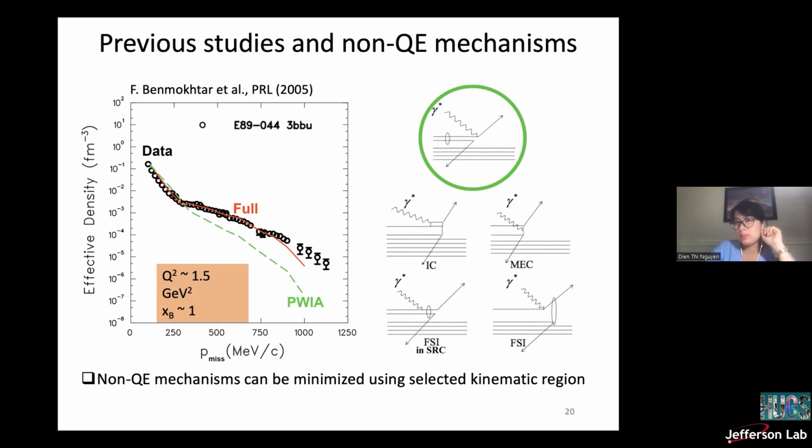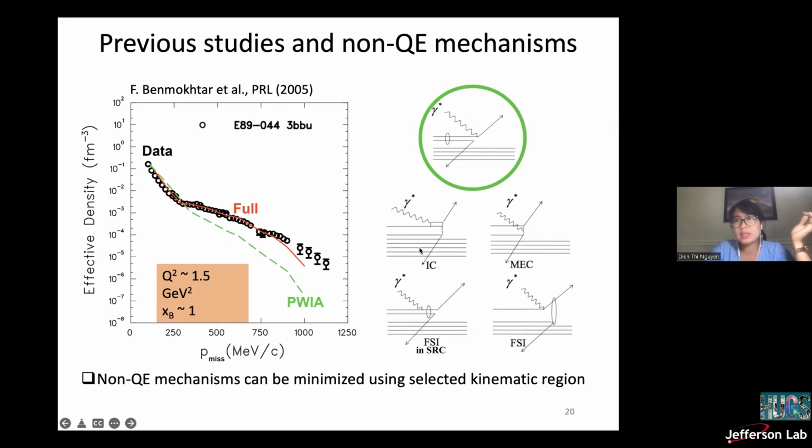Some of them are meson exchange channels, some are isobar configurations, and the other is final state interaction. So let me give you a little bit of introduction about what they are. For example, the meson exchange here means that the virtual photon interacts with a virtual meson being exchanged in the interaction of the two nucleons.